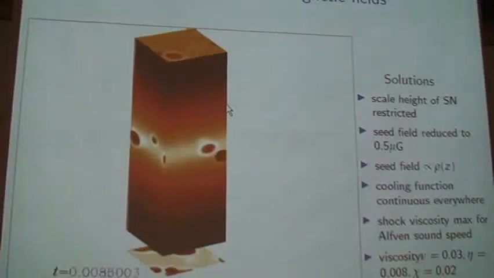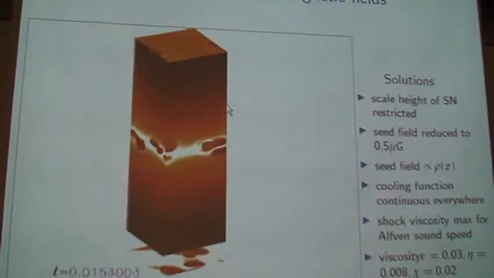Okay, so here we have the simulation. Actually, it's now 65 million years with the simulation. This again is the density. One of the other things that we did to try and prevent those huge shocks you saw in the first simulation was to restrict the height at which the supernova could go off.